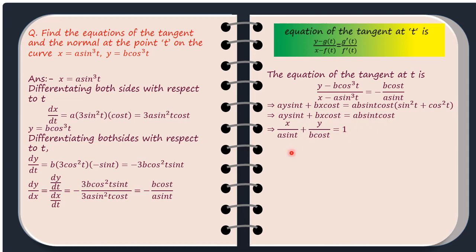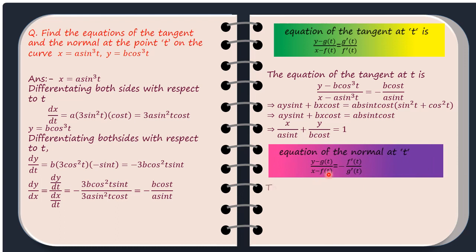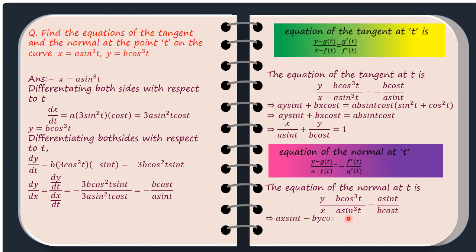Next, find the equation of the normal. The equation of the normal is y minus g(t), that is y minus b cos cube t, by x minus f(t), that is x minus a sine cube t, is equal to minus of 1 upon dy/dx, that is a sine t by b cos t. Now simplify it, you will find the equation of the normal: ax sine t minus by cos t is equal to a square sine to the power 4t minus b square cos to the power 4t. So here is the equation of this tangent and the equation of the normal.